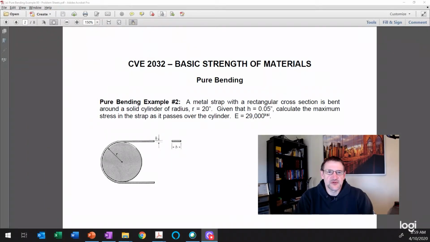Hello, this is pure bending example number 2. The problem reads, a metal strap with a rectangular cross-section is bent around a solid cylinder of radius 20 inches. Given that the height of the strap is 0.05 inches, calculate the maximum stress in the strap as it passes over the cylinder. Modulus of elasticity is 29,000 KSI, which is, of course, that of steel.